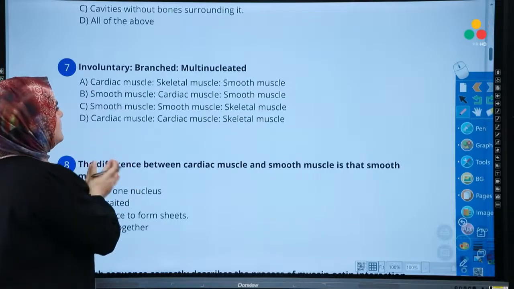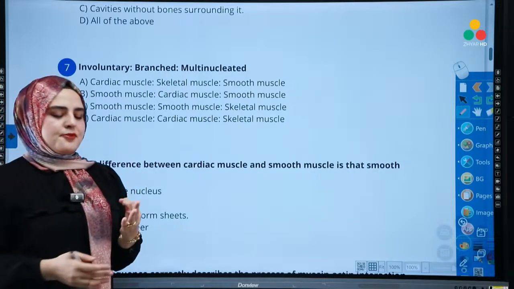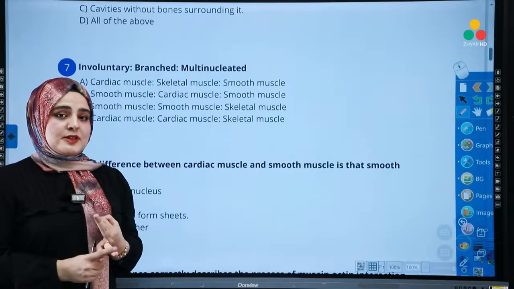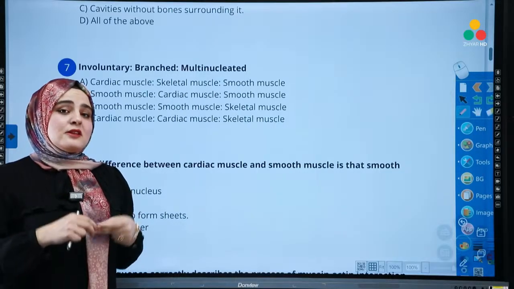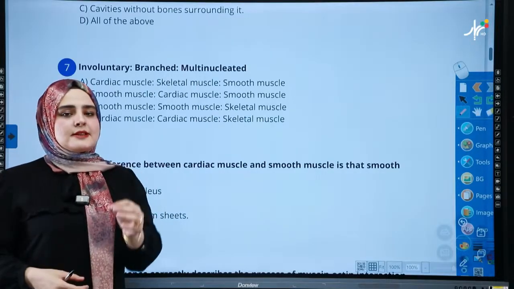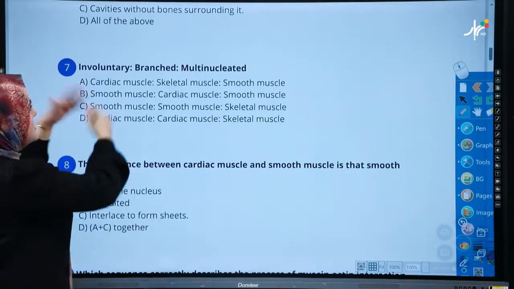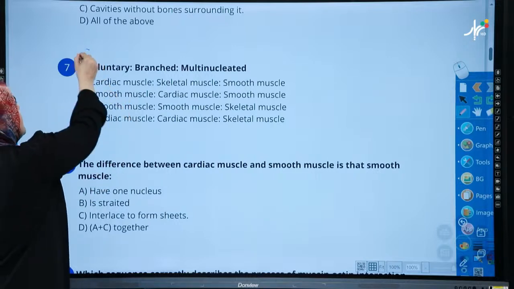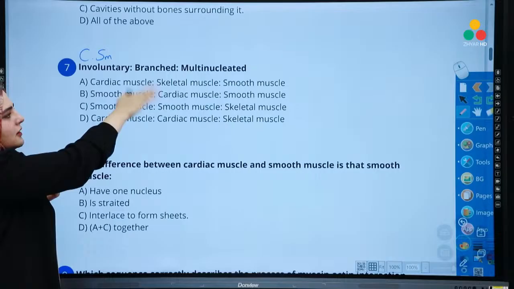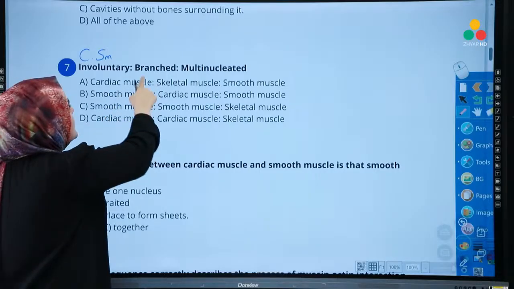The first thing is the involuntary. We have 3 types of muscle. 2 of them are involuntary, the cardiac and the smooth muscle. The only one that is voluntary, which means that you consciously control it, is the skeletal muscle. So it's not skeletal muscle, it must be what? The cardiac and the smooth muscle. I'm just going to use these to make it faster.